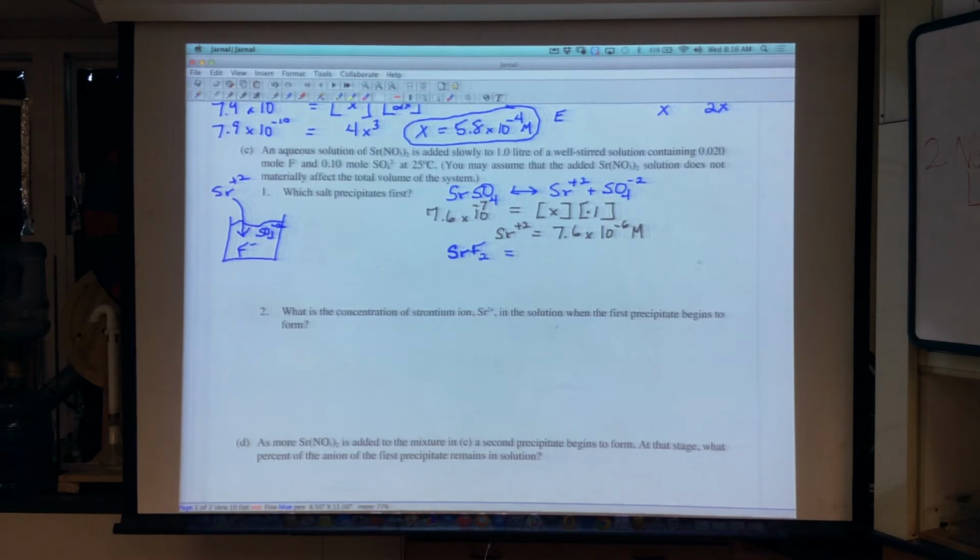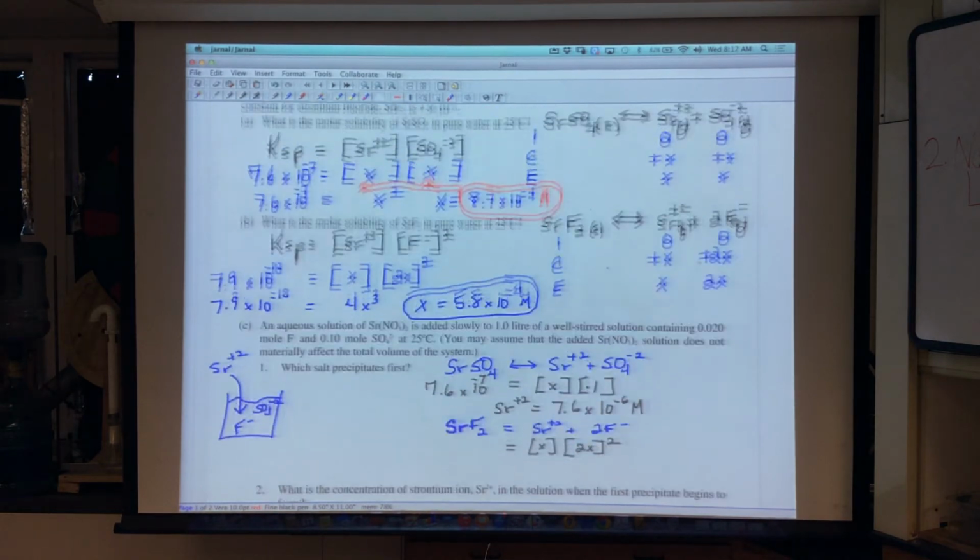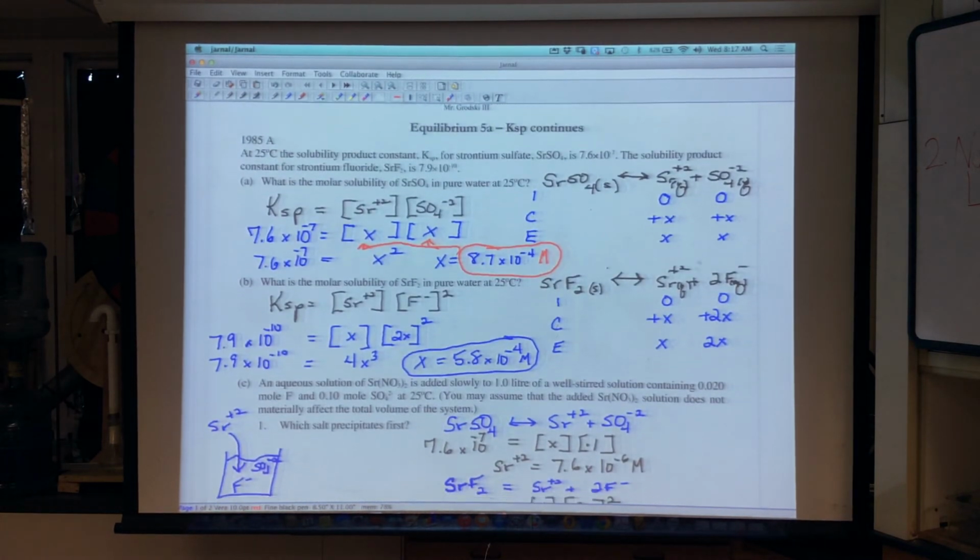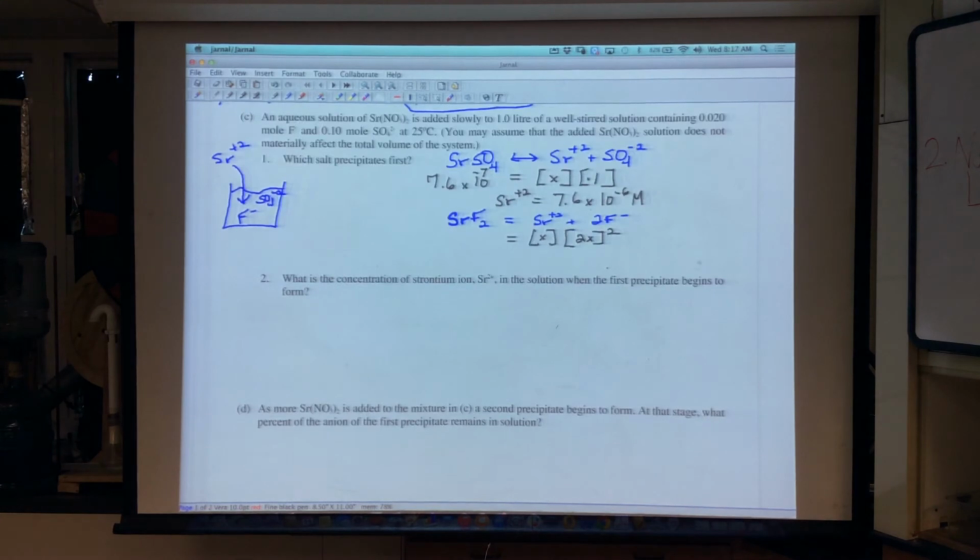It breaks apart into strontium plus 2 and fluoride ions. I'm just reminding myself not to make a silly mistake here. And of course, the Ksp is equal to what? x times 2x squared. All right? What is my Ksp? My Ksp is 7.9 times 10 to the negative 10.